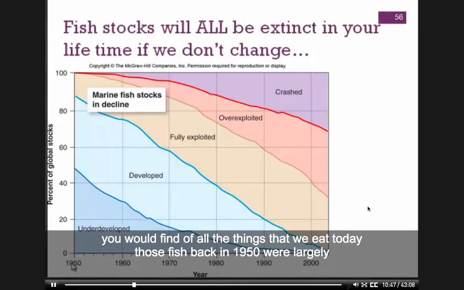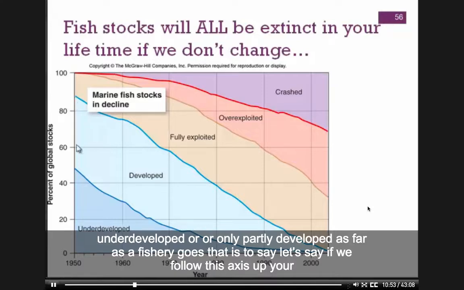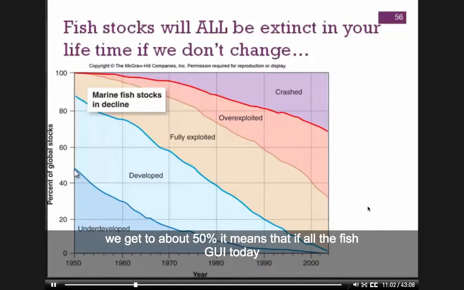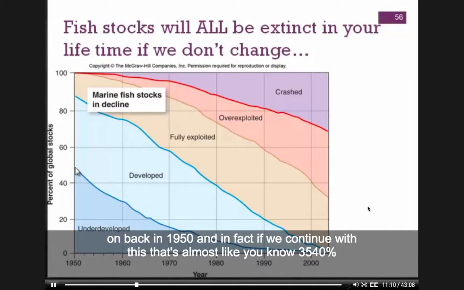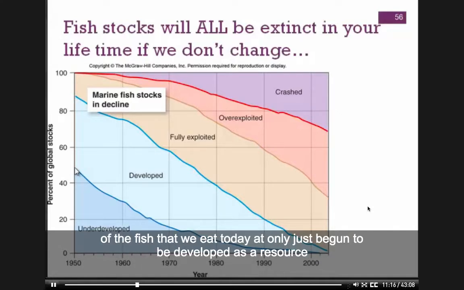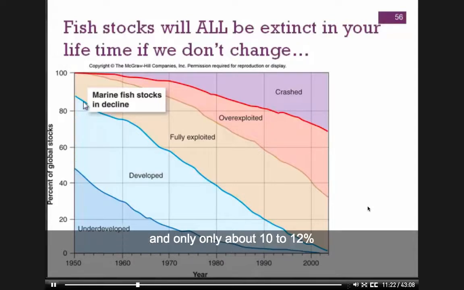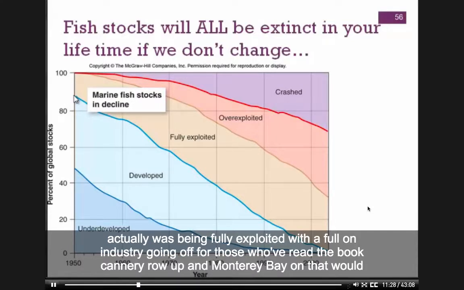today, those fish back in 1950 were largely underdeveloped or only partly developed as far as the fishery goes. That is to say, if we follow this axis up here, we get to about 50%. It means that of all the fish that we eat today, 50% of those were completely underdeveloped as a fishery back in 1950. And in fact, if we continue with this, that's almost like 35–40% of the fish that we eat today had only just begun to be developed as a resource, and only about 10–12% actually was being fully exploited with a full-on industry going.